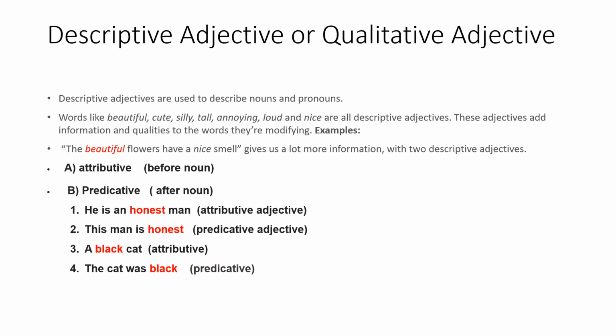Honest is attributive adjective because it comes before a noun. This man is honest. Here, the word honest is predicative adjective because it is after the noun. A black cat and the cat was black are the other two examples of the descriptive adjectives.